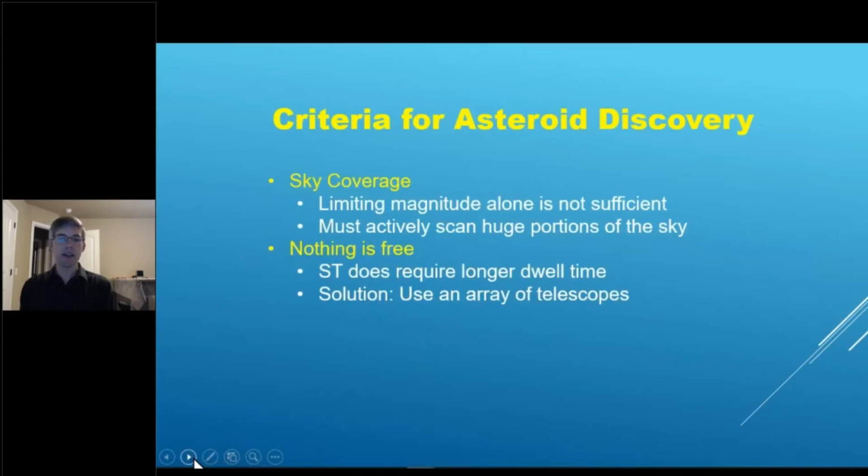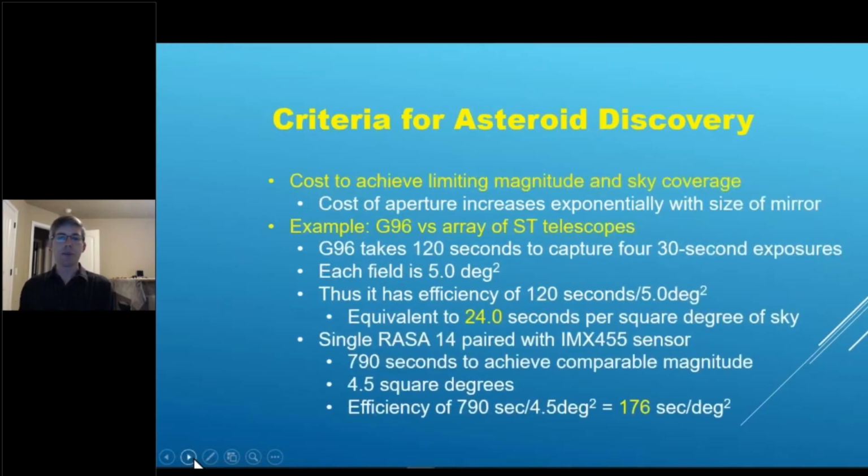Of course, by itself, that is not sufficient. So you must also actively scan huge portions of the sky. Now, nothing is free. Synthetic tracking will give you that limiting magnitude, but to do so, it takes a longer dwell time. The solution is to use an array of telescopes. You might think that's going to blow the cost part of the equation out of the water, but let's take a look at that. The cost of aperture increases exponentially with size of mirror. I would love it if a 1 meter telescope simply cost twice as much as a 1/2 meter telescope, but that's simply not how it works.